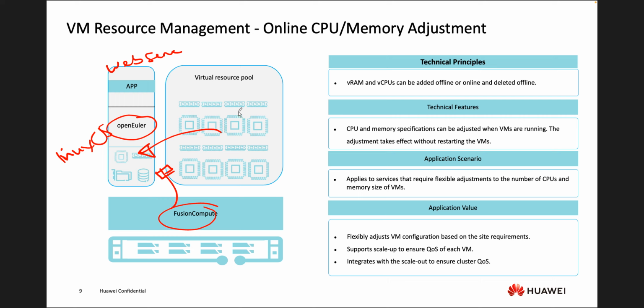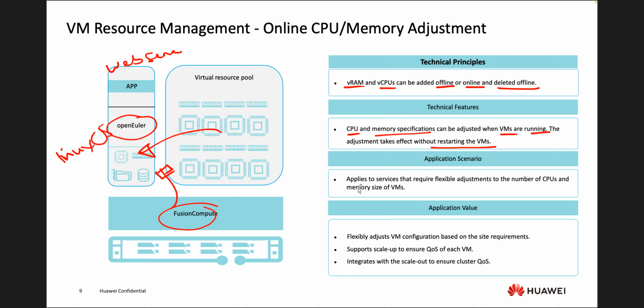So there's this whole thing of VRAM, which stands for virtual RAM, and you have vCPUs, which stands for virtual CPUs. You can add them offline and online, and they can be deleted offline, right? So that is basically a way of how you can manage your resources. Also, your CPU and your memory specifications can be adjusted when your VMs are running. So that makes it easier without needing to restart the VMs.